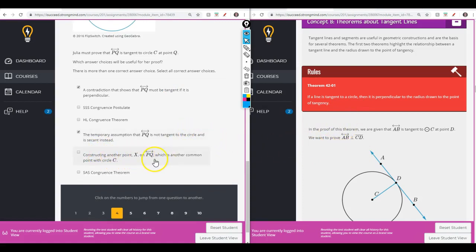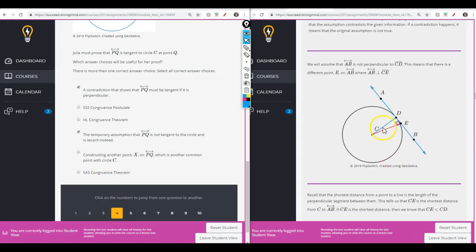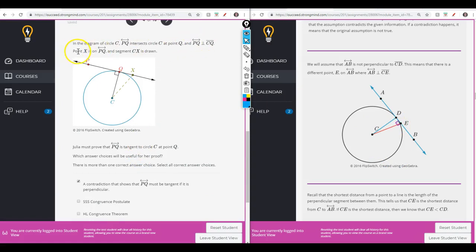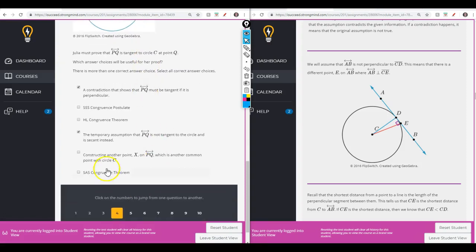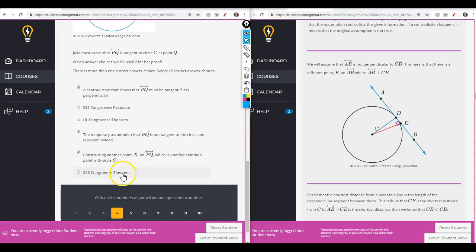So constructing another point X on line PQ, which is another common point with circle C. So let's see, did they construct? They constructed another point E. And if you notice in here it said construct point X, which is on PQ. And so constructing another point X on PQ, which is another common point with circle C. Yes, that's what we would do. So that's how I would use the lesson examples in order to go through and answer these ones.